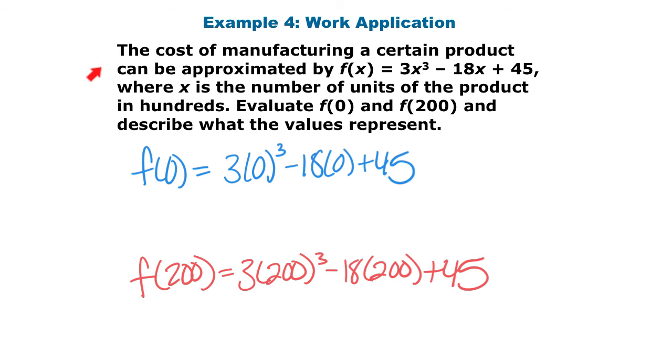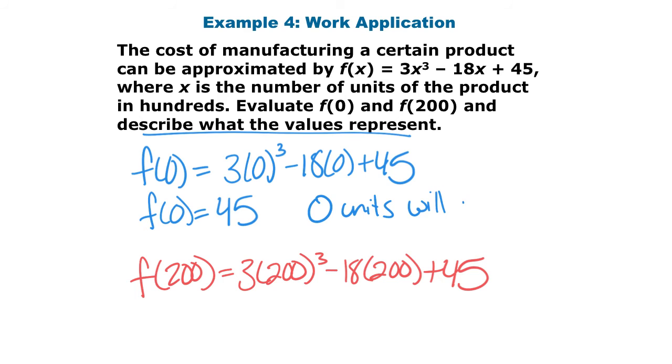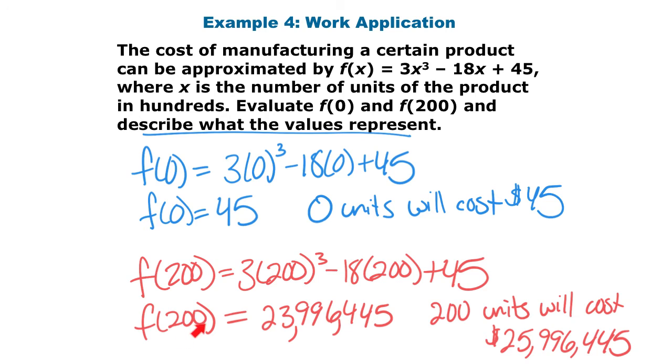In this example, we are just kind of reviewing how to use function notation with our polynomials. So it says to evaluate f of 0. So here's f of 0. I plugged in 0 for x, and if I evaluate that, I would see that f of 0 equals 45. So we need to also describe what that represents. That means if I manufacture 0 units, it will cost $45. And when I evaluate f of 200, I get this really big number. What that means is that 200 units, to manufacture them, will cost that much.